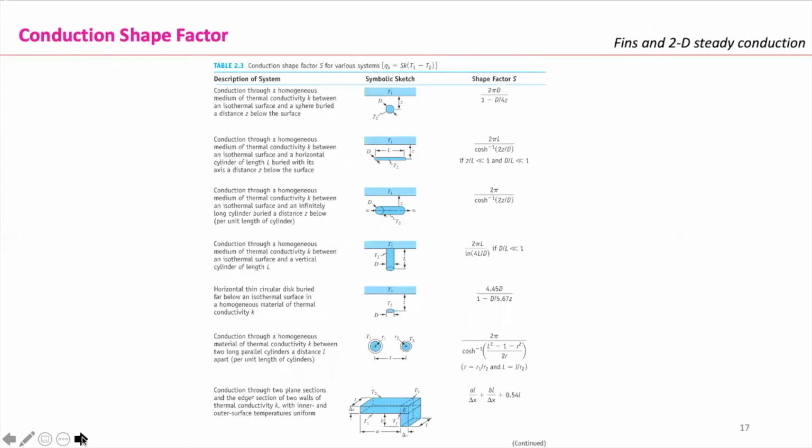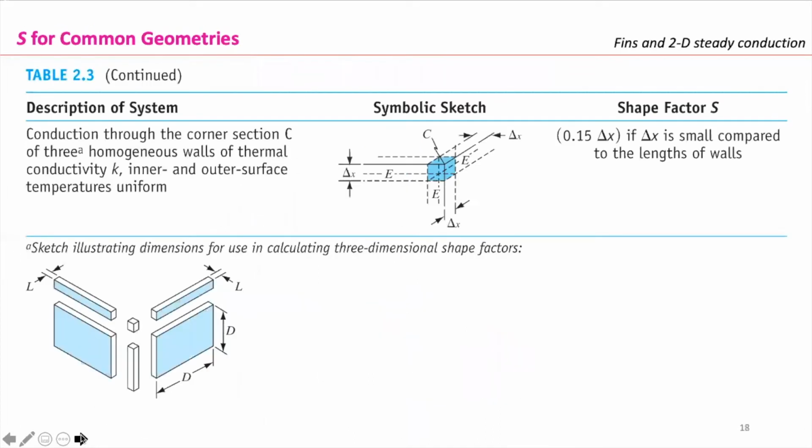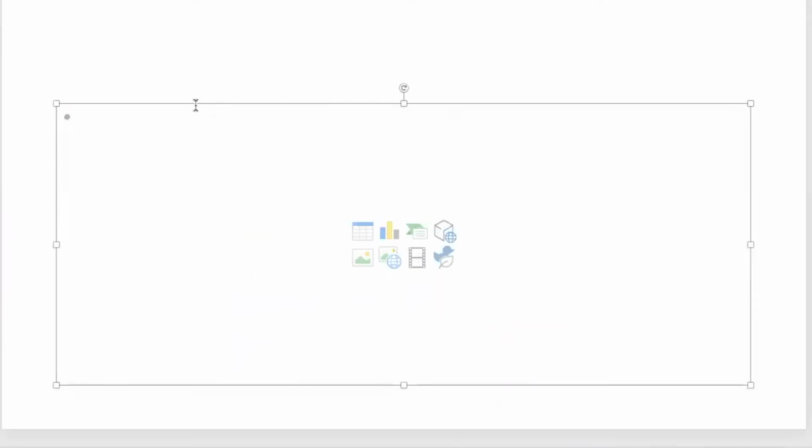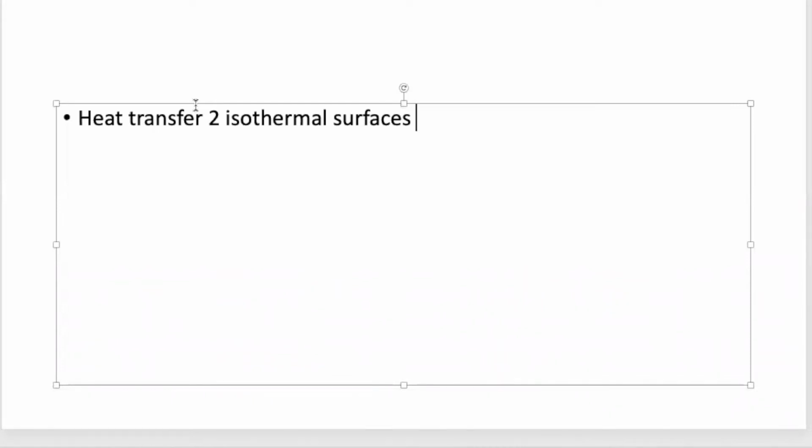So the last topic about steady conduction is the 2D steady conduction. Here, when we have heat transfer between two isothermal surfaces, we use a modified Fourier equation. So for two isothermal surfaces, steady state conduction, we use a modified Fourier, and that modified Fourier is pretty simple.